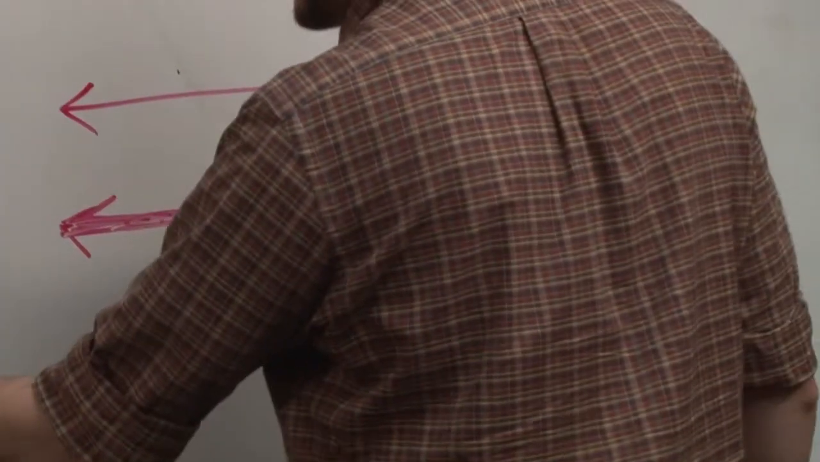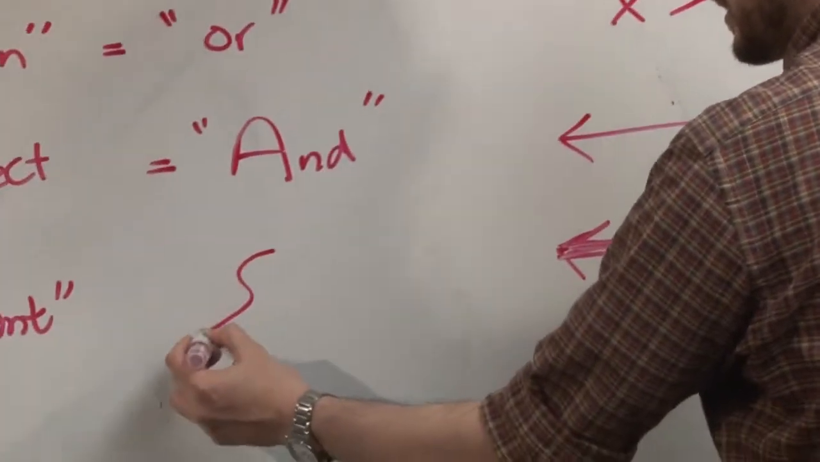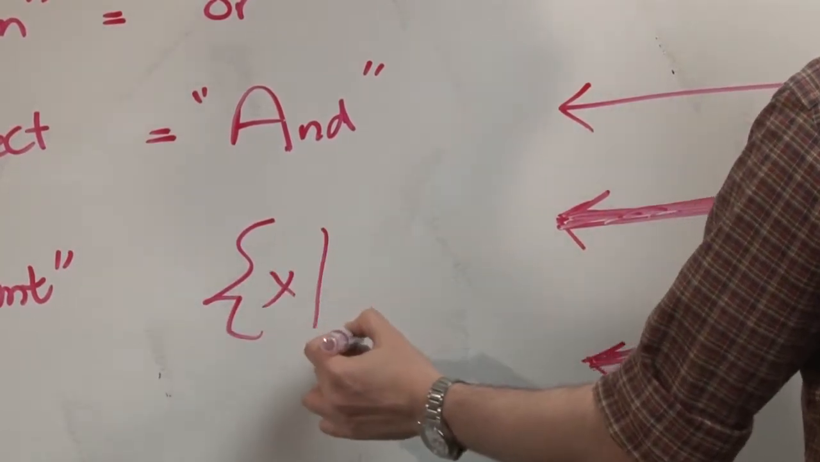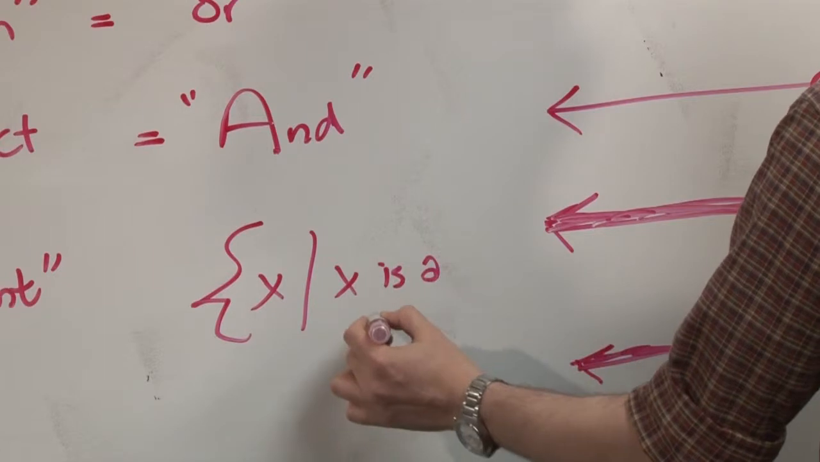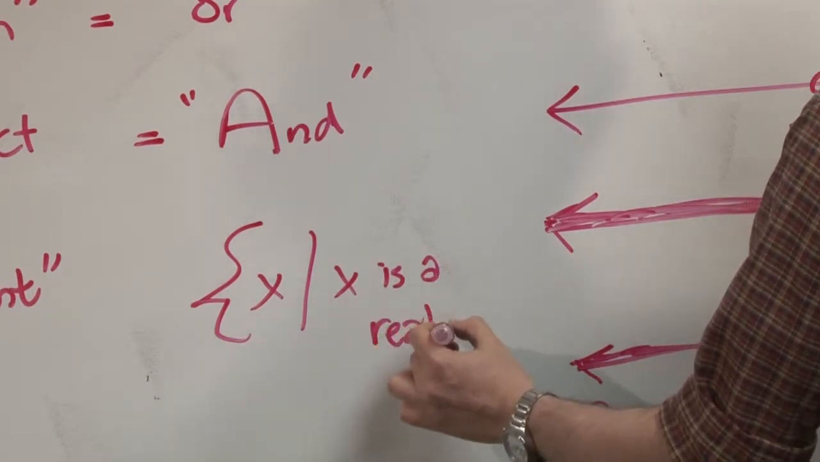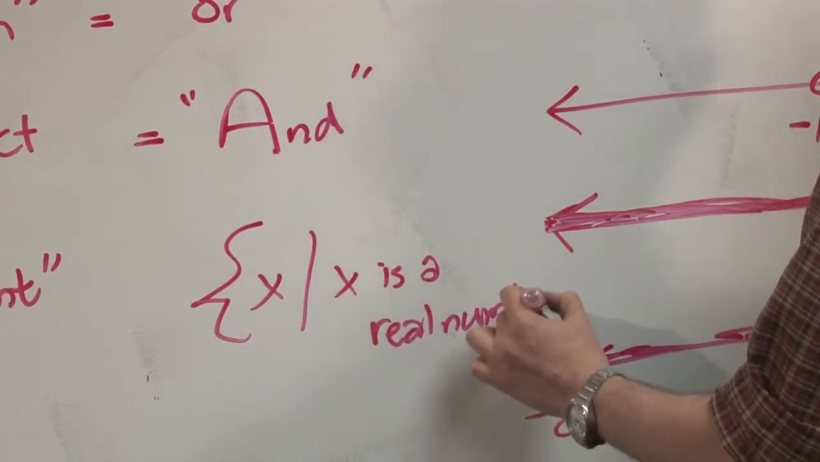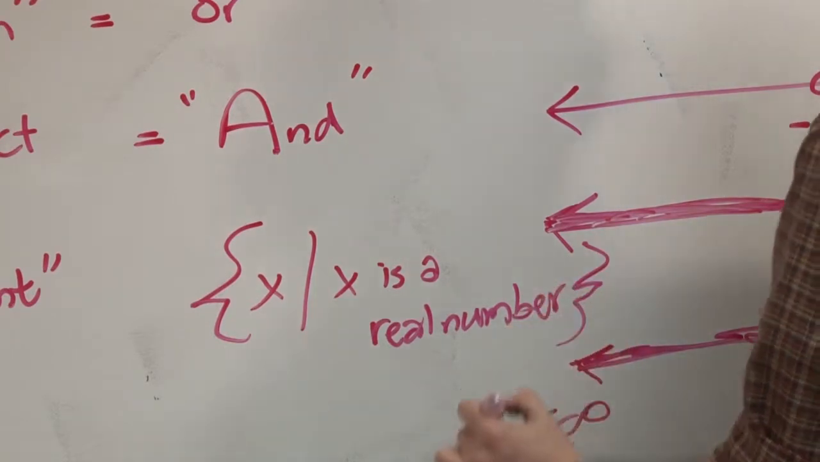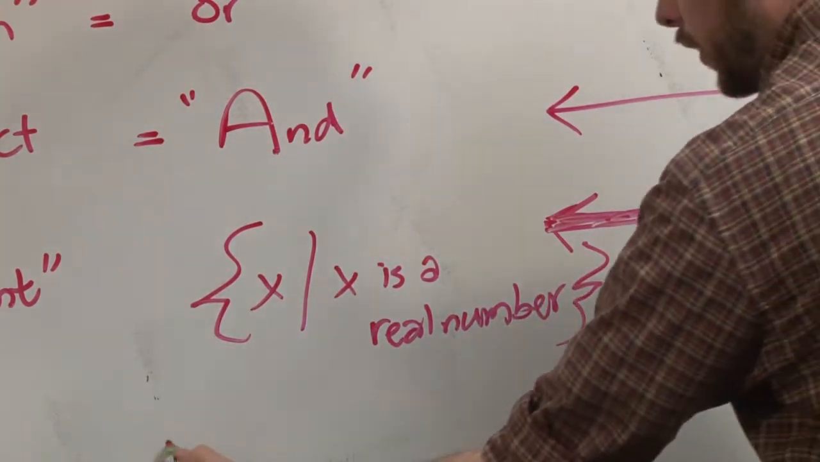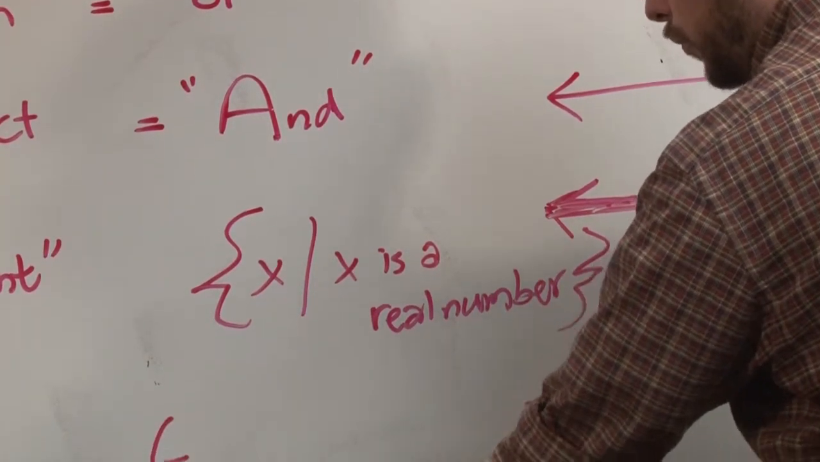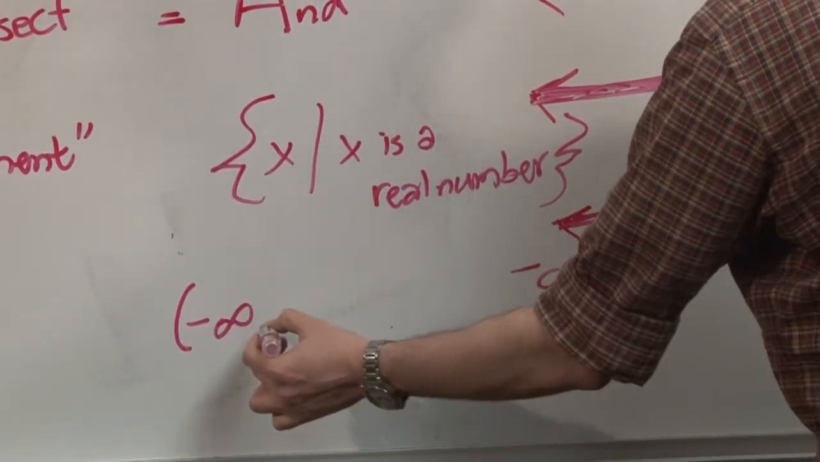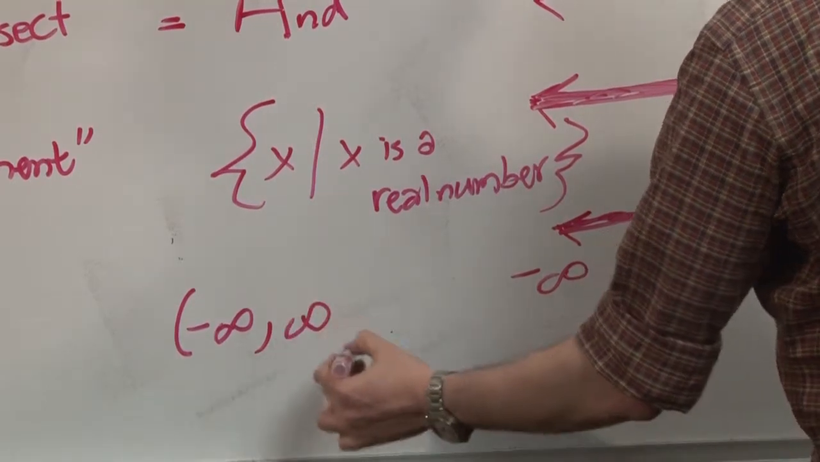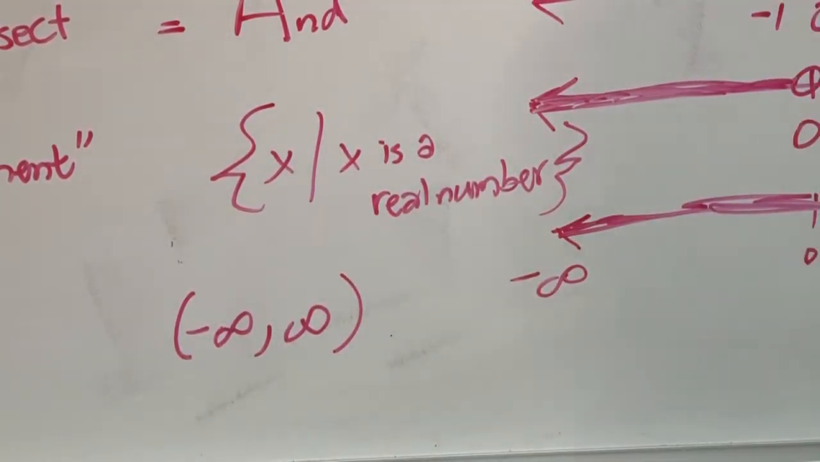So if we were writing our solution, we would say it is the set of all x such that x is a real number. If we were writing it in interval notation, we would say x goes from -infinity all the way up to +infinity, and because we're dealing with infinity, we exclude the endpoints. It includes everything. Okay?